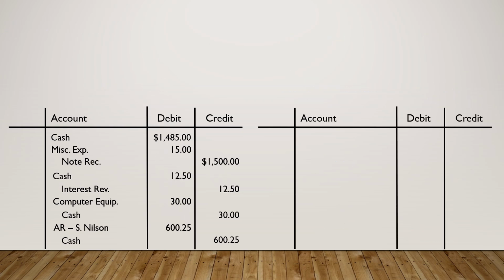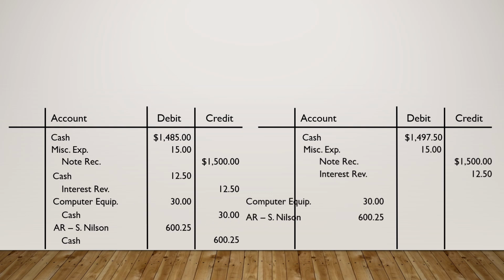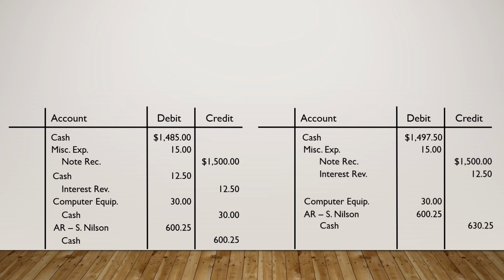Yet another way you could book these entries would be to combine them. For example, for our additions, we would keep the exact same debits and credits, then debit cash for the net of those amounts. Same thing for our deductions. Keep the same debits to computer equipment and AR, and credit cash for the combination of those amounts. The end result on our cash account will be the same.